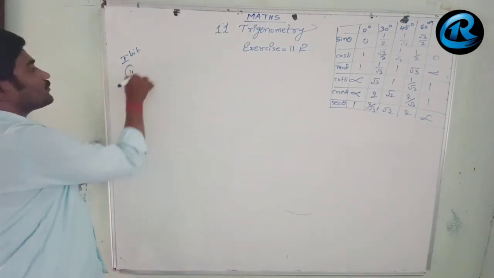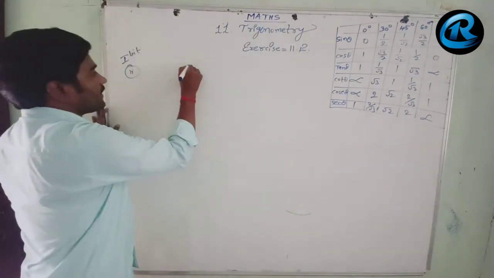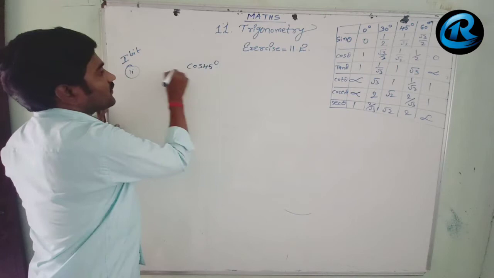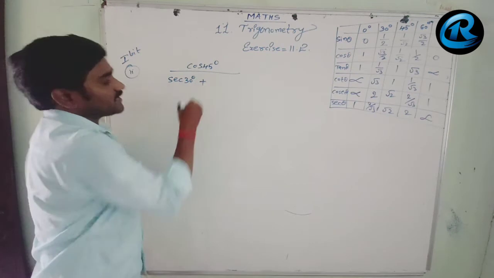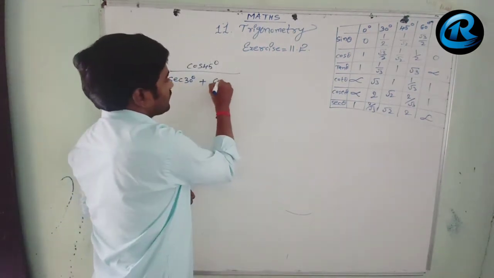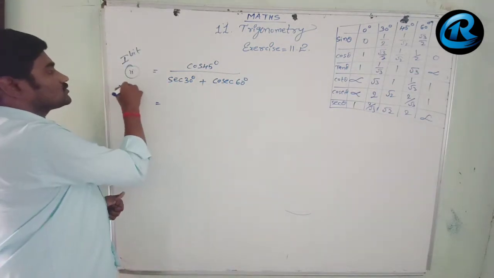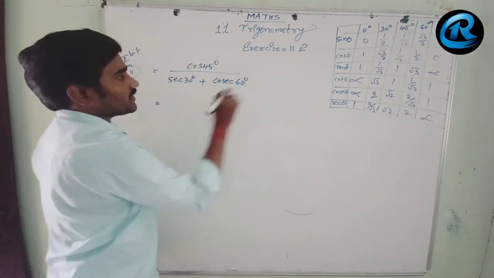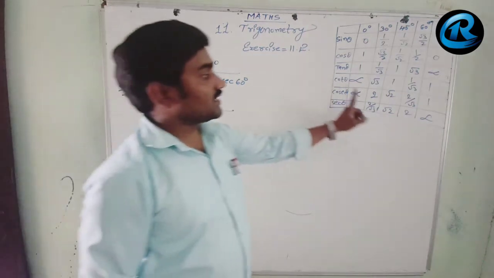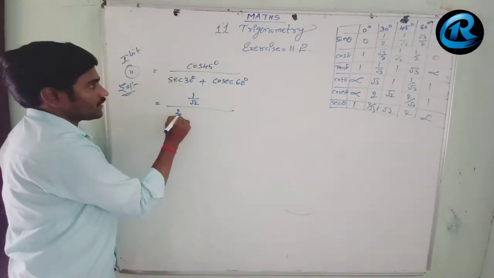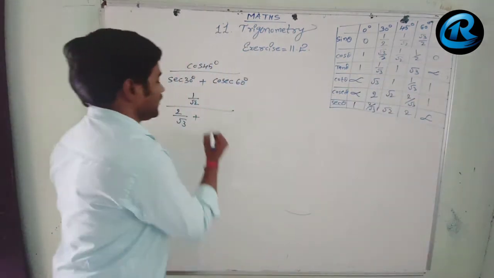When I move aside, people can take a screenshot. The problem is cos 45 degrees by sec 30 degrees plus cosec 60 degrees. Let us solve this problem now. Cos 45 degrees is nothing but 1 by root 2, whole by sec 30 degrees. Sec 30 degrees is equal to 2 by root 3 plus cosec 60 degrees, also 2 by root 3 only.